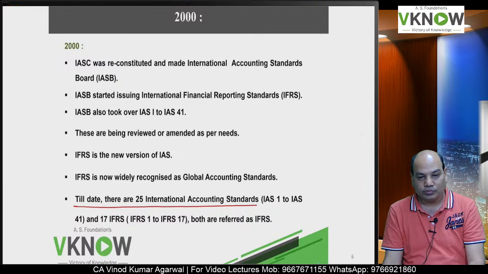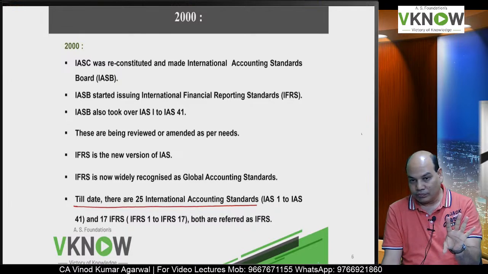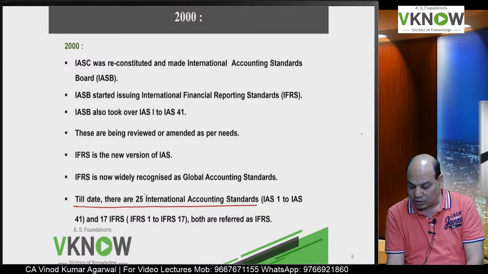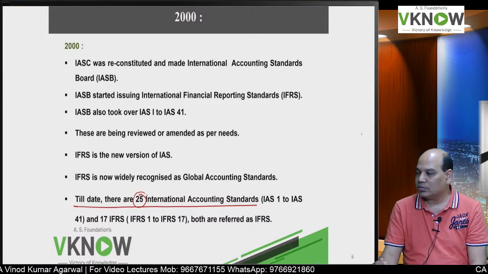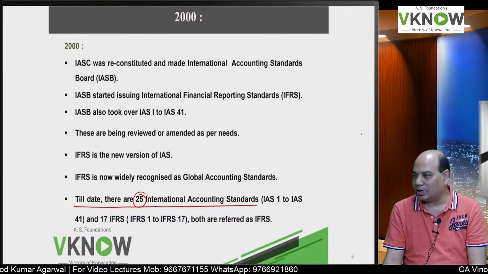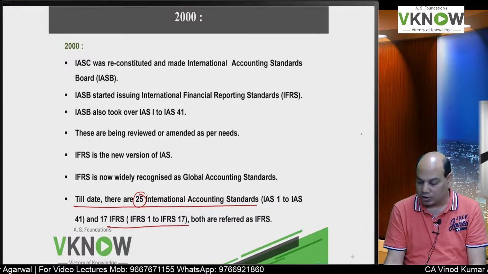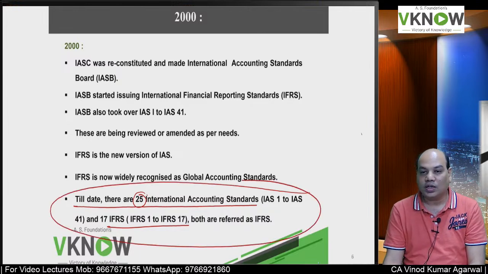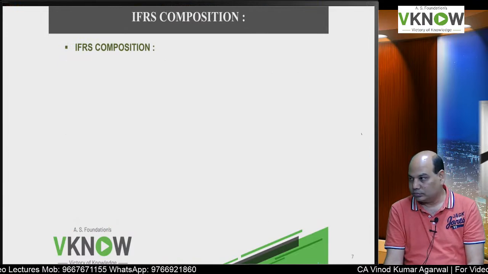So right now, how many standards are in effect? IAS 1 to IAS 41, but under that only 25 are effective. Many IAS have been deleted. And IFRS 1 to 17 are effective. Both together are known as International Financial Reporting Standard.